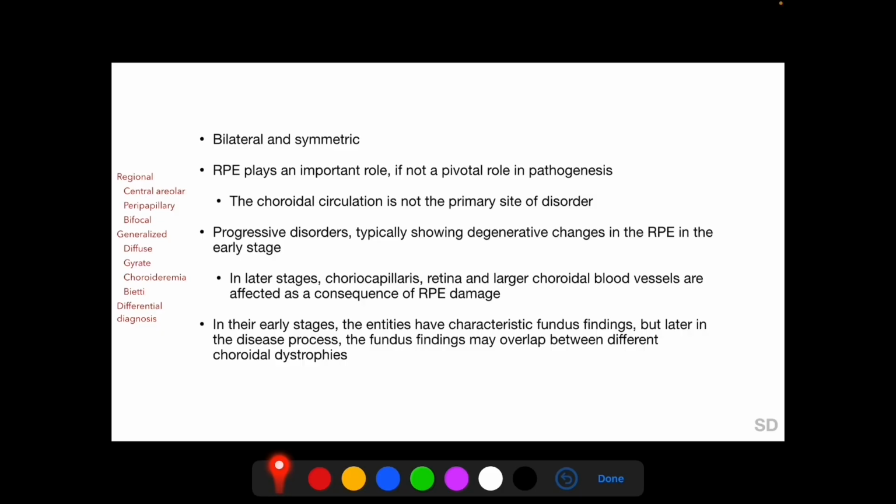In contradiction to the name of this group of disorders, the choroidal circulation is not considered to be the primary site of pathogenesis. Choroidal dystrophies are progressive disorders typically showing degenerative changes in the retinal pigment epithelium in the early stages, and choriocapillaris, retina, and larger choroidal blood vessels are affected as a consequence of RPE damage only in the later stages of these entities. In their early stages, these entities have characteristic fundus findings, but later in the disease process, the fundus findings may overlap between the different entities.